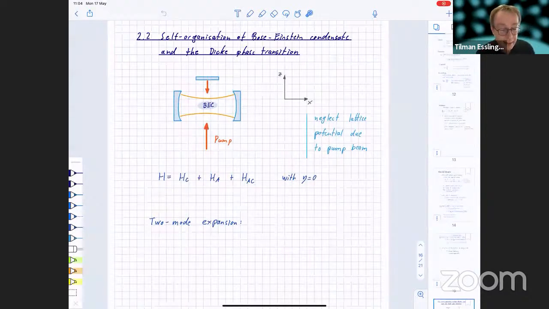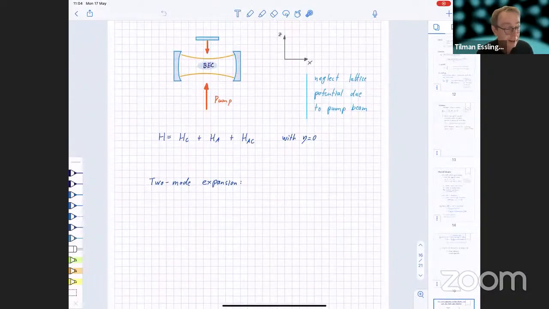A key point is the two-mode expansion. The nice thing about the Bose-Einstein condensate is that it is a well-defined momentum state, actually a momentum zero state. With the light field, it is coupled to a well-defined higher momentum state, actually to one specific one. That gives you a two-level system encoded in the external degree of freedom.